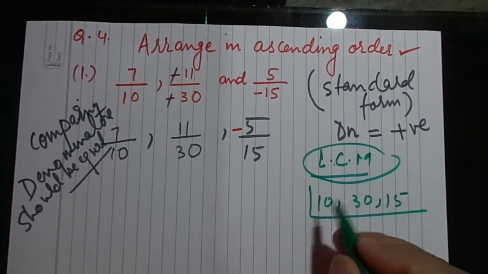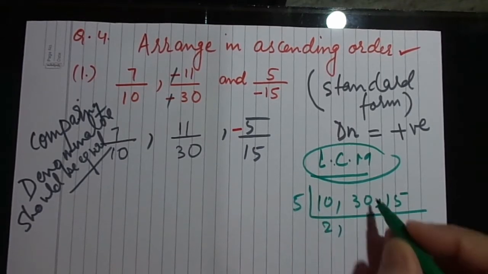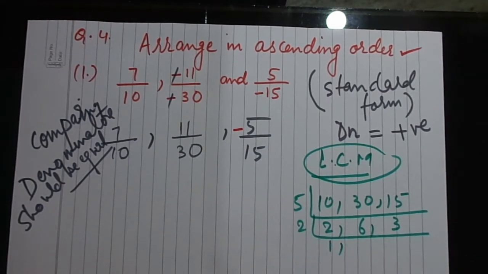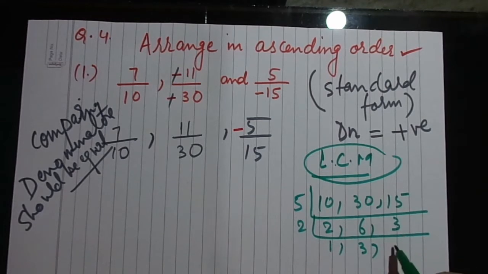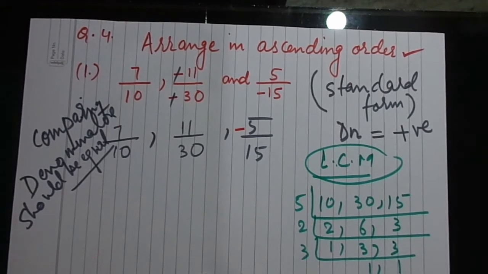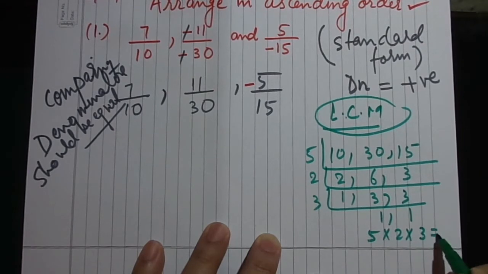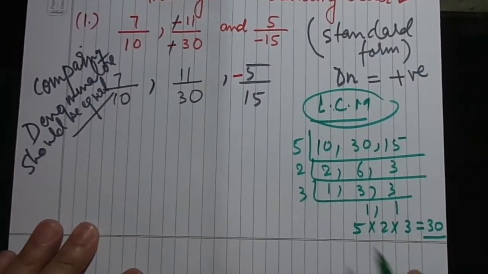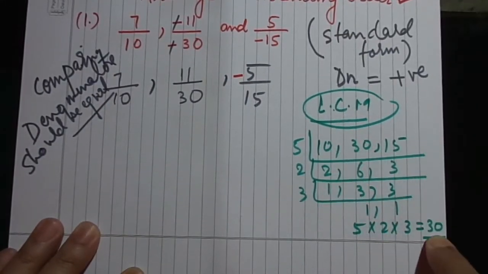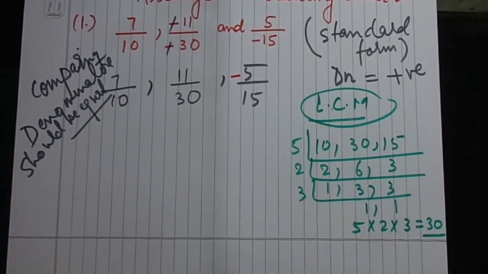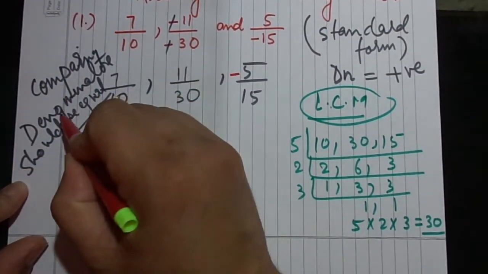Clear? Let me see. 5 2 times, 5 6 times, 3 times, 2 1 times, 3 times, 3 1 times, 1 time. Therefore the LCM is equal to 5 into 2 into 3 is equal to 30. So LCM of 10, 30 and 15 is 30, which is divisible by each of them. What we need to do for comparing is that the denominators should be equal.